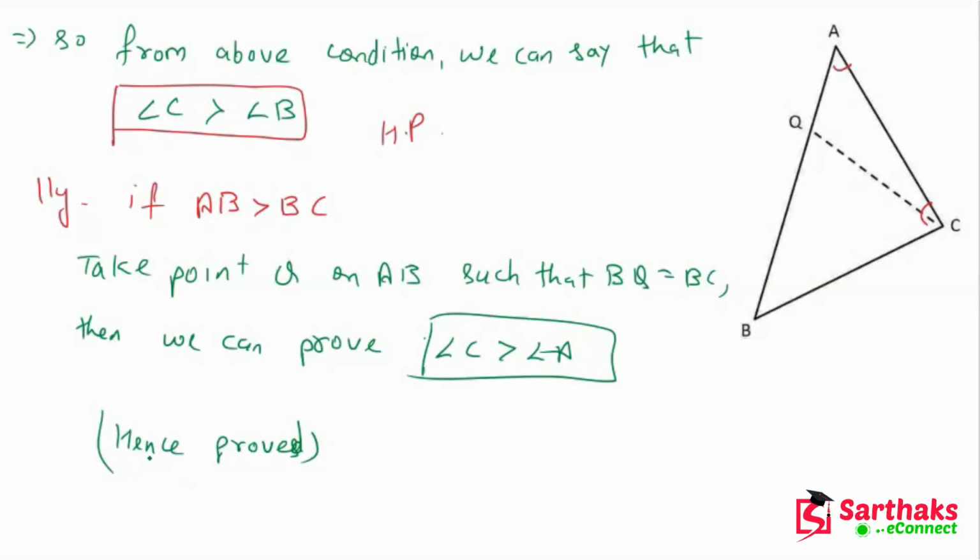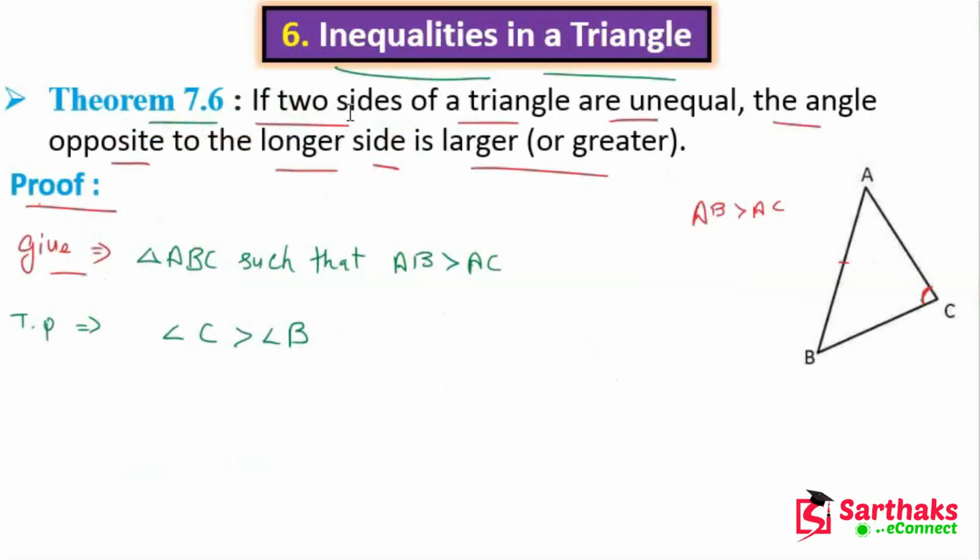So I hope you understand these things, my dear friends. This is the proof of this theorem. So what is the theorem? If two sides of a triangle are unequal, then the angle opposite to the longer side is larger.